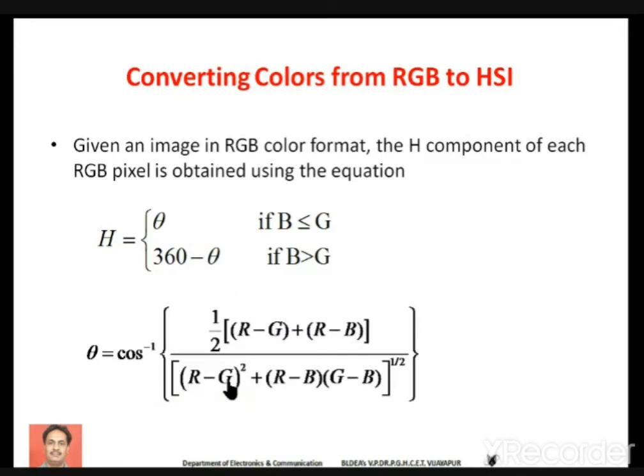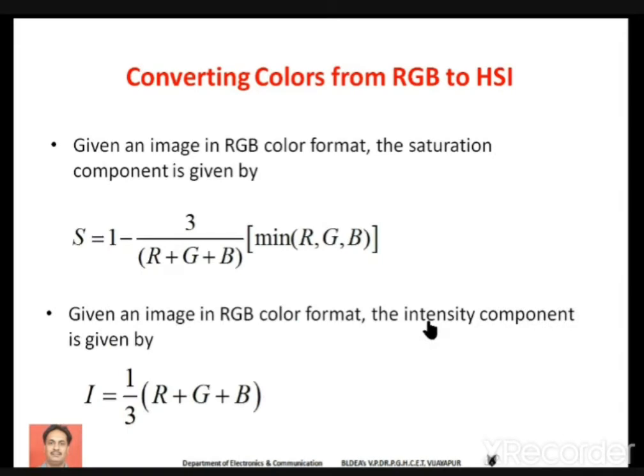Remember these formulas. To calculate H, we use this formula: H equal to theta, or either it may be 360 degree minus theta. It depends on values of B and G. For calculation of theta, we use this particular formula. Then to calculate saturation, the formula is S equal to 1 minus 3 divided by R plus G plus B, into we'll take minimum of RGB values. And to calculate intensity, we use just the average of RGB values.